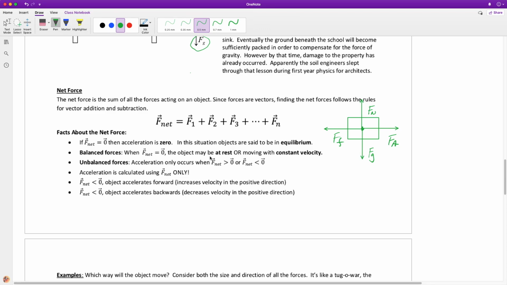So a car traveling at a constant speed in a straight line, that's also considered to be F net equal to 0. So acceleration only occurs when the forces are out of balance. So if F net is greater than 0, then the object is going to accelerate in the positive direction. When F net is less than 0, it's going to accelerate in the negative direction. So very specifically, acceleration is calculated only using the net force, not the individual forces themselves, but the overall force.